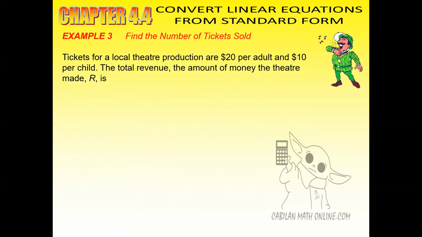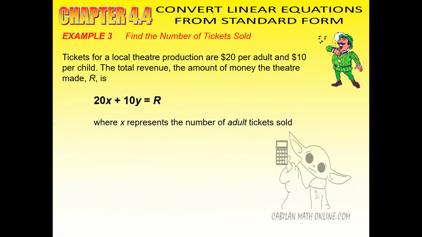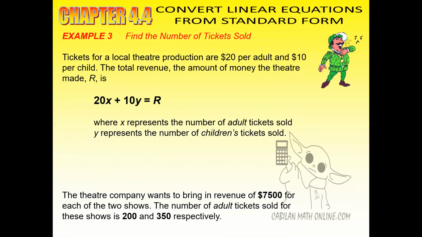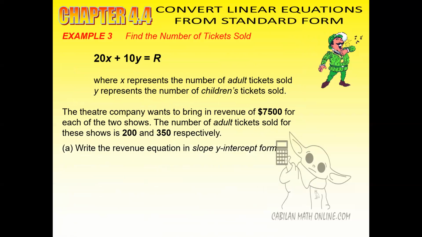So it says, in this case here, tickets for a local theater production are $20 per adult and $10 per child. Okay, given by the equation 20x plus 10y equals r, and r represents the revenue. Okay, so x represents the number of adult tickets sold, and y represents the number of children's tickets sold. So it says here the theater company wants to bring in revenue of 7,500 for each of these two shows. The number of adult tickets sold for these shows is 200 and 350 respectively. So it says to write the revenue equation in slope y-intercept form.